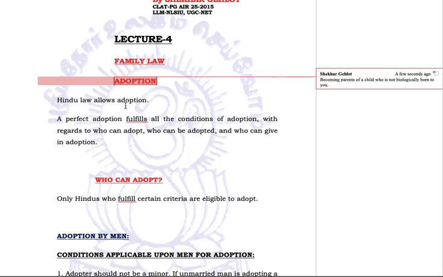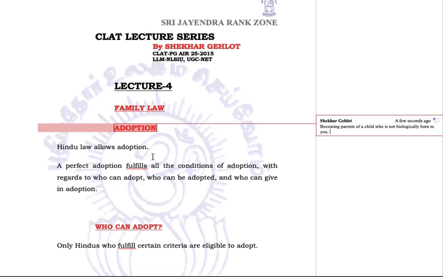Let us see what Hindu law says about adoption. Hindu law allows adoption. Parents are allowed to adopt as per the Hindu law. A perfect adoption fulfills all conditions of adoption with regard to who can adopt, who can be adopted, and who can give an adoption. These are the conditions which we have to see.